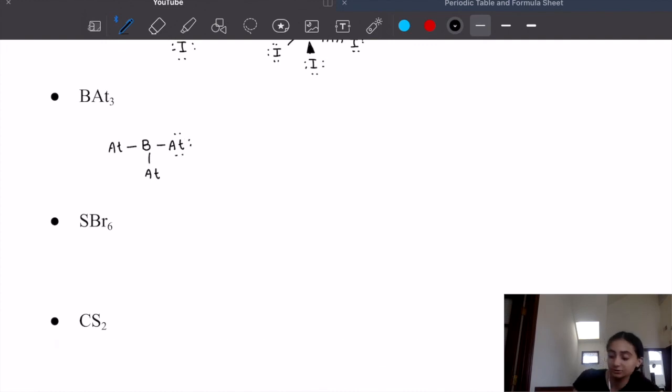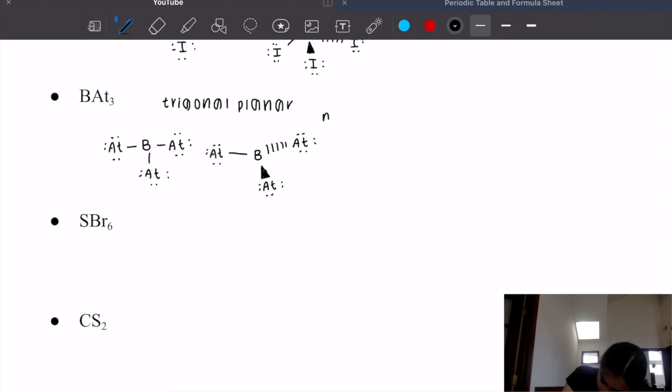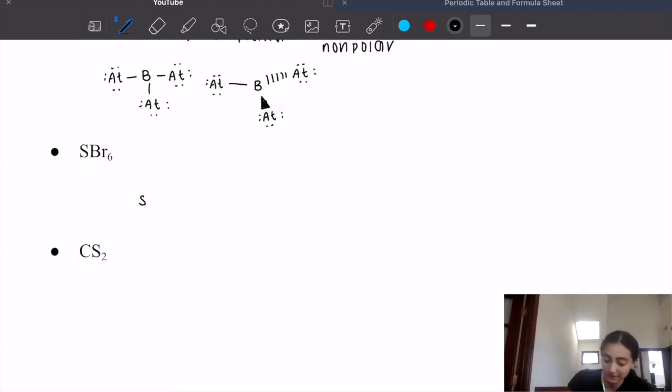Boron is going to bond once with each astatine, and each astatine has 3 lone pairs. So this is 3 atoms bonded to the central atom with no lone pairs on the central atom. This is going to be trigonal planar. So we're going to draw that out. Make sure you're drawing the lone pairs on the atoms bonded to the central atom. And this is non-polar. Next, we have SBr6.